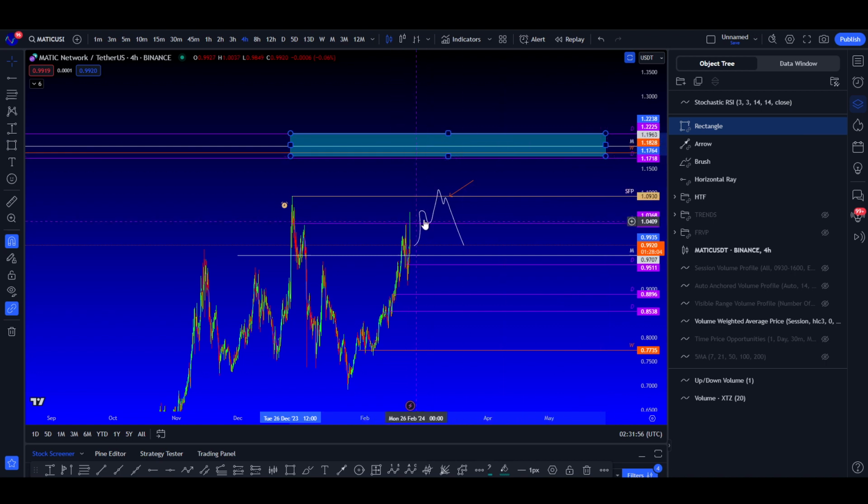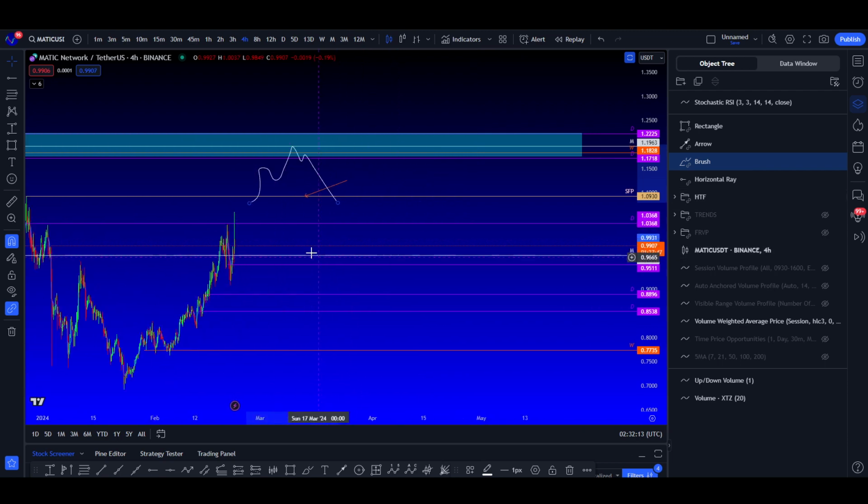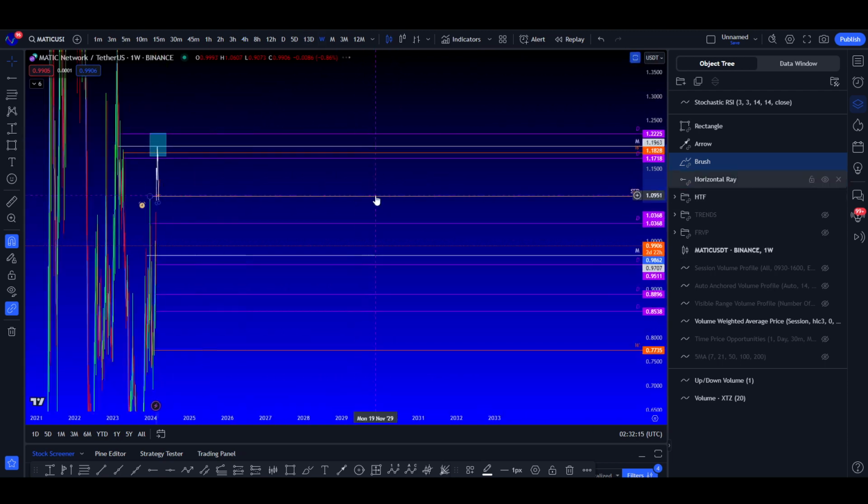This is really where the target is. So I wouldn't be surprised if this ends up doing something more like this, right? Comes up, taps all these levels, grabs some liquidity before continuing down and back testing maybe this high right here, or whichever daily or weekly level develops in the long run, right?